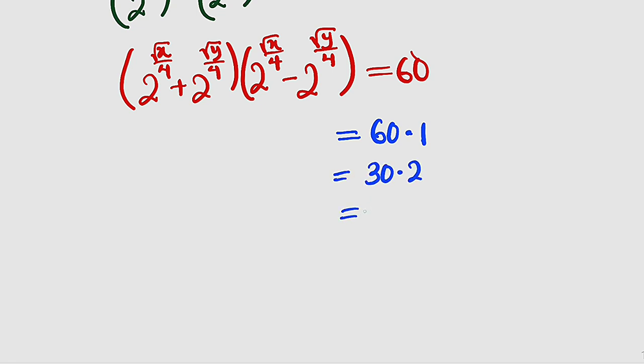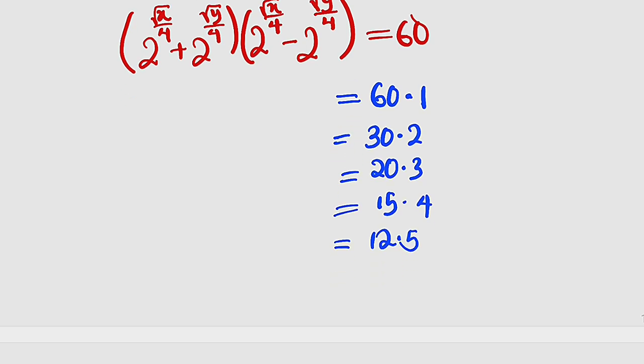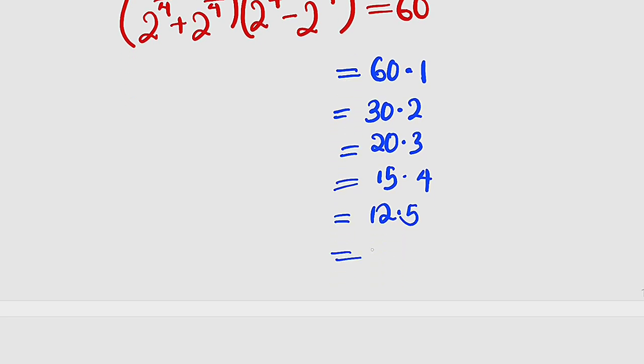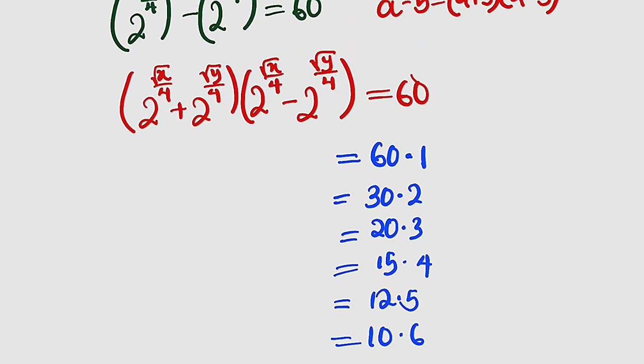This is still 60. We could have what? 20 multiplied by 3. We could have 15 multiplied by what? 4. We could have 12 multiplied by 5, right? And we could have 10 multiplied by 6. All these combinations will give us 60.